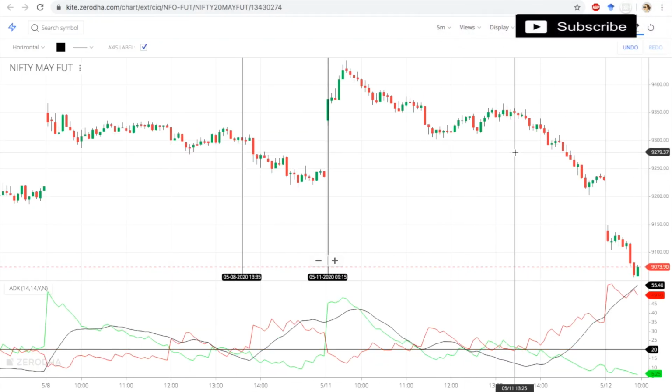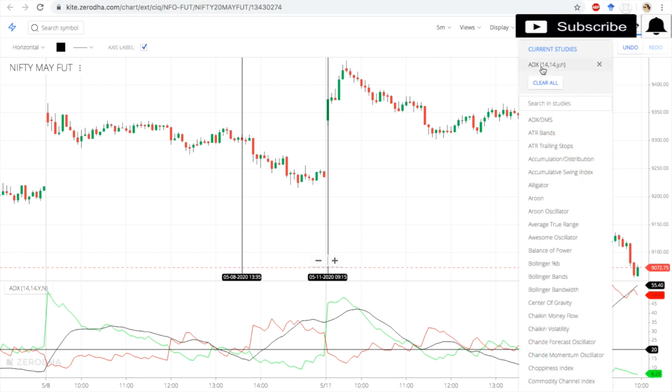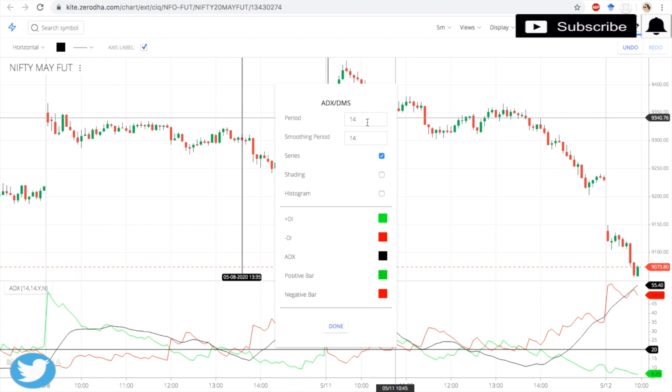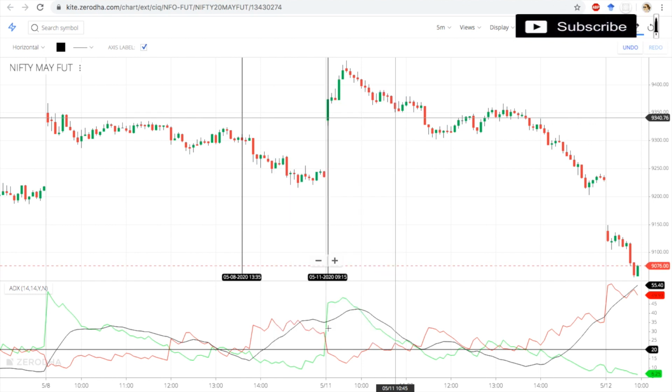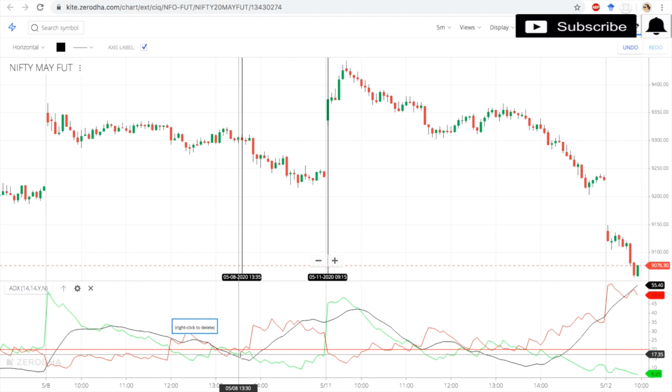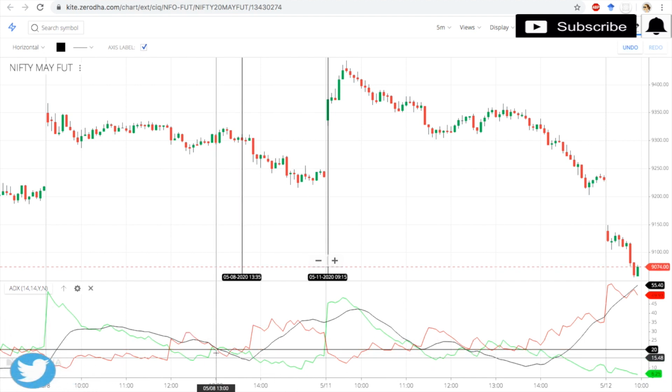In order to add the ADX indicator in Streak, just go to studies and click on ADX. ADX contains two values, one is the period and the other is the smoothing period. I am going to consider 14, but you can take according to your requirement. I am going to take the default. So the green line is your plus DI line, the red line is your minus DI line, and ADX is the black line.